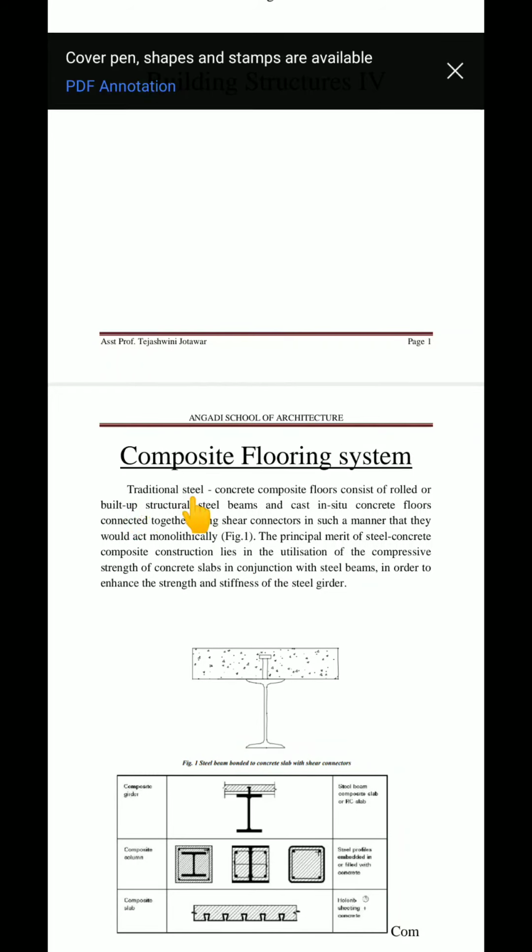A traditional steel-concrete composite floor consists of rolled or built-up structural steel beams and cast-in-situ concrete floors connected together by using shear connectors in such a manner that the combination of steel and concrete acts together as a monolithic member. The principal merit of steel and concrete composite construction lies in the utilization of the compressive strength of a concrete slab in conjunction with the steel beams.